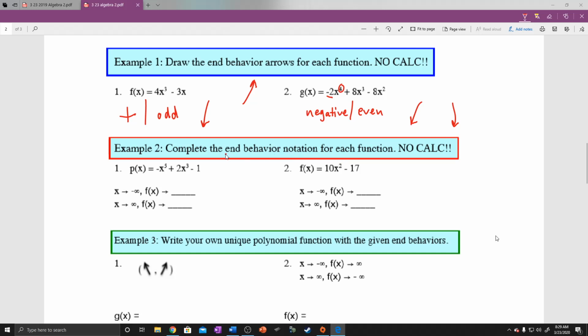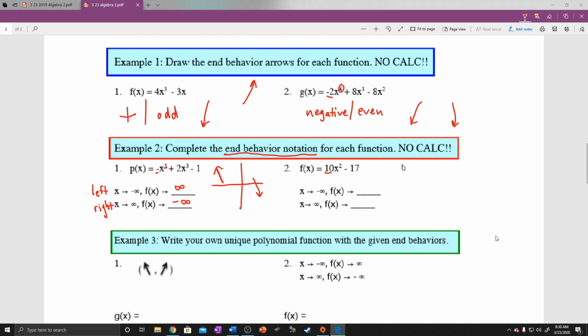Now we're going to start practicing this end behavior notation. I like to start by drawing arrows just like I did in example 1. So this is going to have an odd degree with a negative leading coefficient, so it's going to be up, down. So as x approaches negative infinity, f of x approaches positive infinity. As x approaches positive infinity, f of x approaches negative infinity, right? When x is approaching negative infinity, it's way out here on the left. So this is left, this is right. It's always going to be like that.